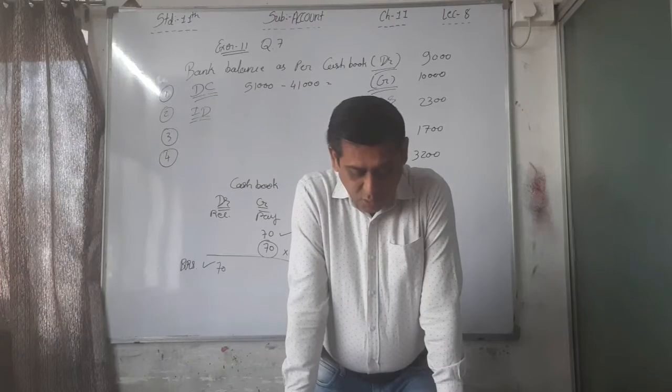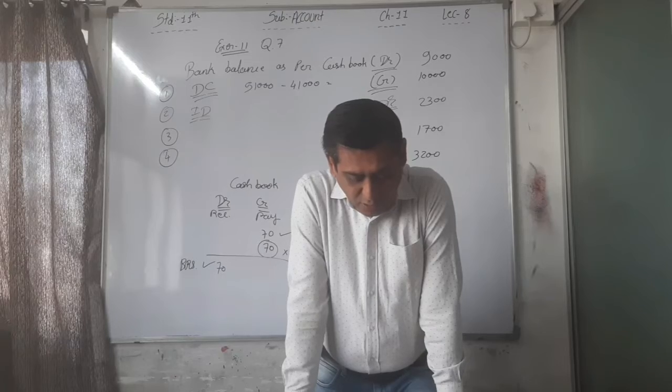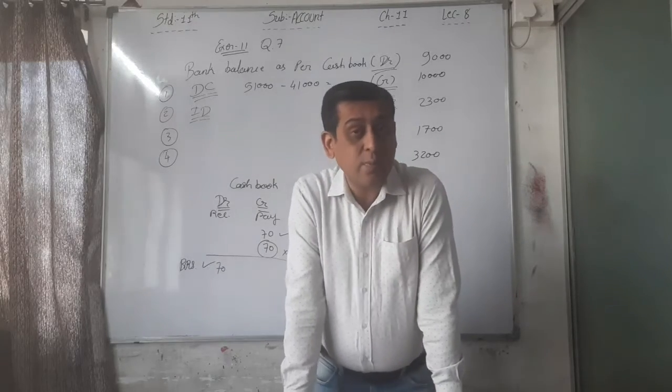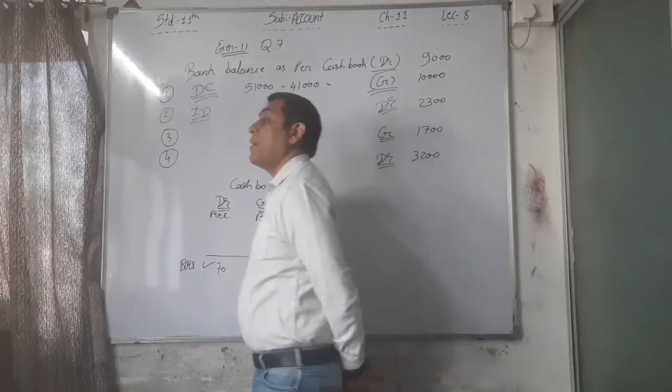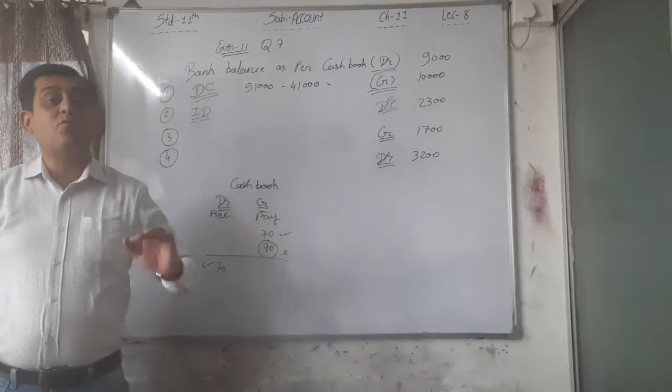And now the last, 12th point. Bills payable of rupees 700 maturing after 1 month was retired by the bank under a rebate of 30. The bank paid on behalf of us. Bills payable means we have to pay.